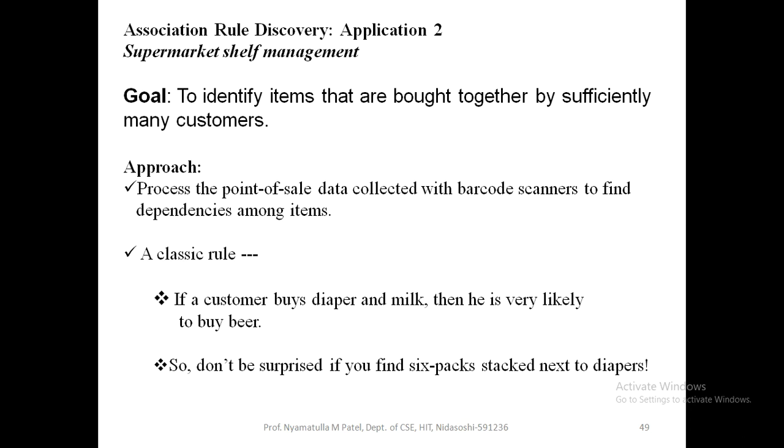List out all the customers and check which products they have bought. What is the classical rule? If a customer buys a diaper and milk, then he is likely to buy a beer. So, do not be surprised if you find 6 packs stacked next to the diapers.